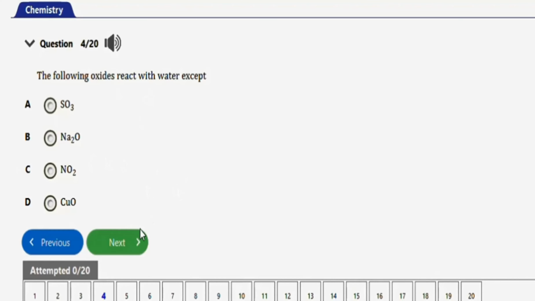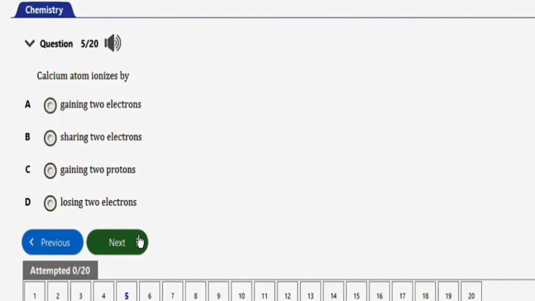Okay, the next question says a calcium atom ionizes by gaining 2 electrons, sharing 2 electrons, gaining 2 electrons, or losing 2 electrons. The right option is option D, losing 2 electrons. Calcium is a metal, and metals are elements that lose electrons when they take part in a chemical reaction, whereas non-metals gain electrons. Metals lose electrons.